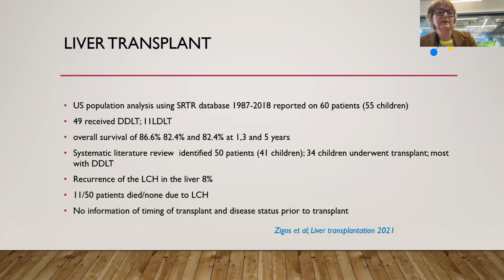49 of them received deceased donor, or as we say in the UK, cadaveric liver transplant, and 11 received live donor liver transplant. Overall survival for this population was excellent and varies from 86% at 1 year to 82% at 5 years. The same authors have done a systematic literature review, and they identified another 50 patients, 41 of whom are children, and 34 of these children underwent transplant with deceased donor liver transplant.